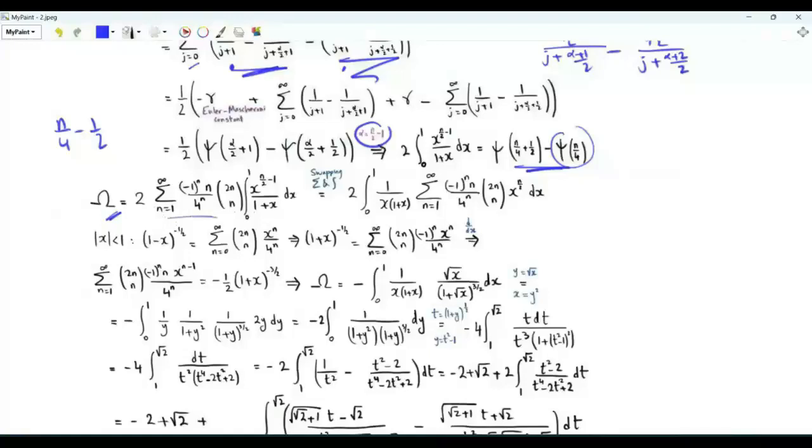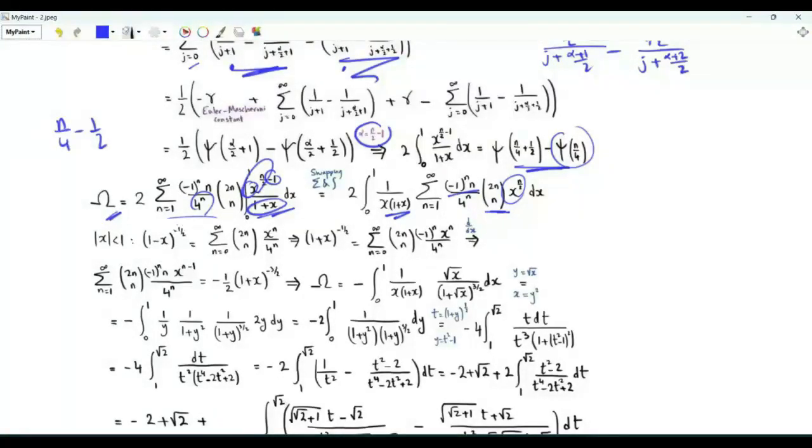The sum of interest, omega, is written now in terms of this integral. Interchanging the order of integration and summation, omega is 2 integral x from 0 to 1 of 1 over x times (1 + x), summation n from 1 to infinity, (−1)^n times n over 4^n times the binomial coefficient 2n choose n. Then we have x to the n/2.